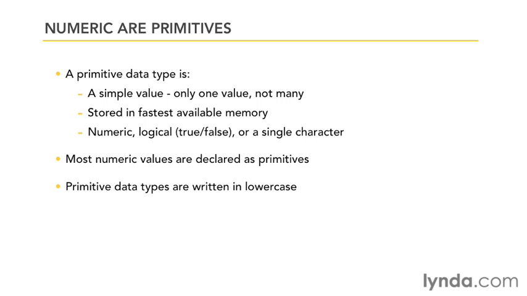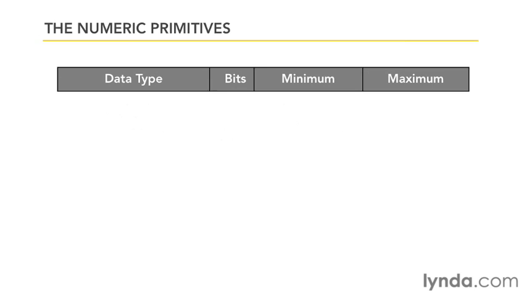When you declare a primitive data type, you spell the data type in all lowercase. So for example, int or byte would be spelled all lowercase. There are also classes with these names, but they'll have an uppercase initial character. Here are the numeric primitive data types.